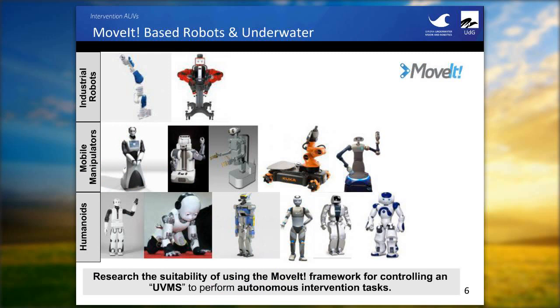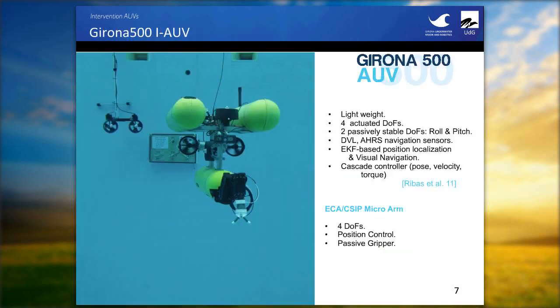So as far as we know, MoveIt has not yet been used in the underwater. So this was the main objective of the project, to investigate the suitability of using MoveIt in UVMS to perform autonomous intervention tasks. So just to give you a brief introduction about the system that I have been using. The system has 2 parts. The first one is the AUV, which is called Girona 500.